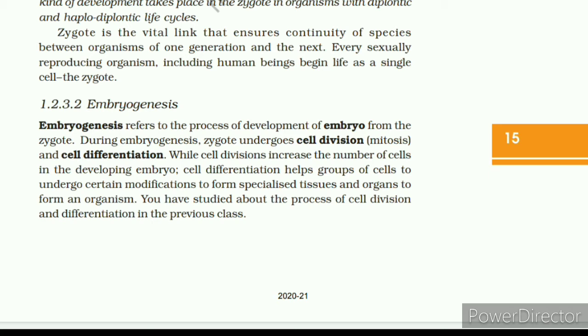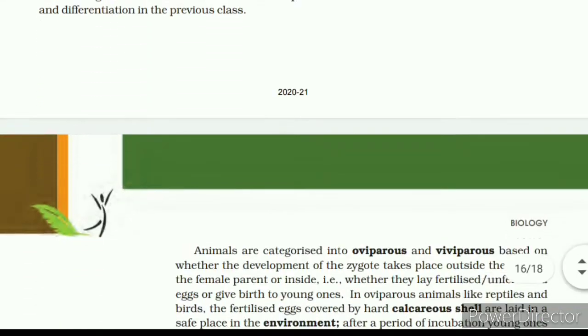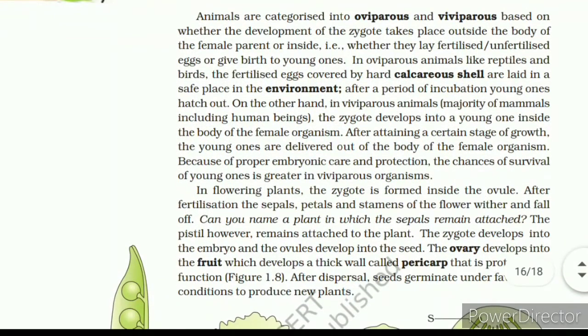Because of proper embryonic care and protection, in flowering plants, the zygote is formed inside the ovule. After fertilization, the sepals, petals and stamens of the flower wither and fall off. Can you name a plant in which the sepals remain attached? The pistil, however, remains attached to the plant. The zygote develops into the embryo and ovules develop into the seed. The ovary develops into the fruit, which develops a thick wall called pericarp that is protective in function. After dispersal, seeds germinate under favorable conditions to produce new plants.